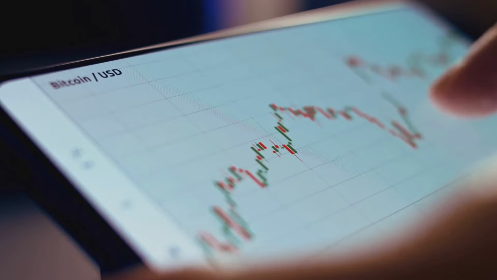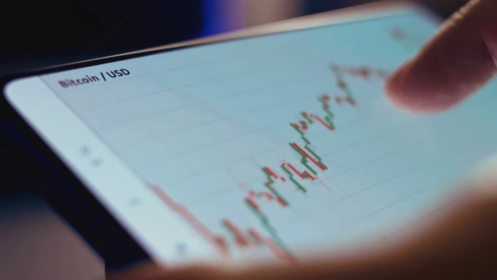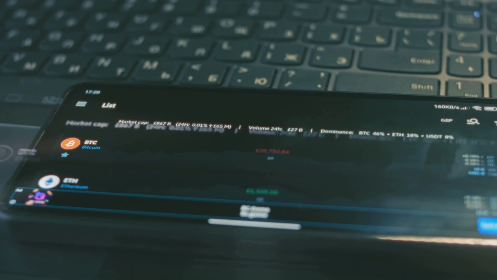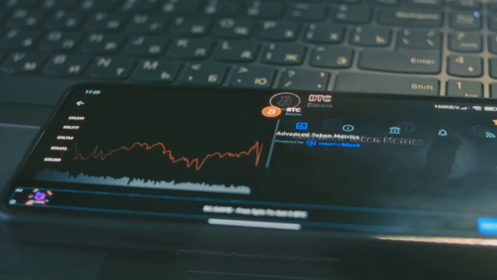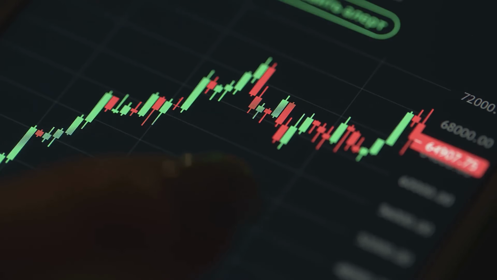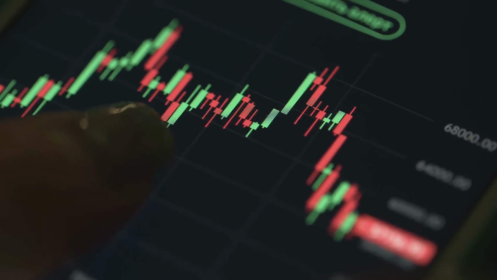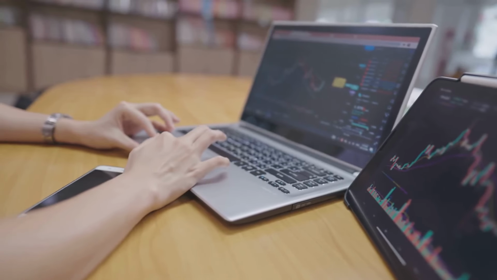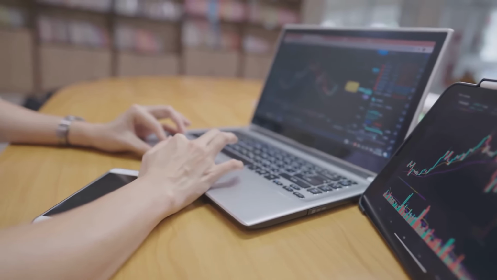Practice drawing trend lines on real charts to build skill and confidence. Observe how prices react to your lines before making trades. Use trend lines as guides, not guarantees. With practice, you'll turn this simple tool into a smart trading advantage.